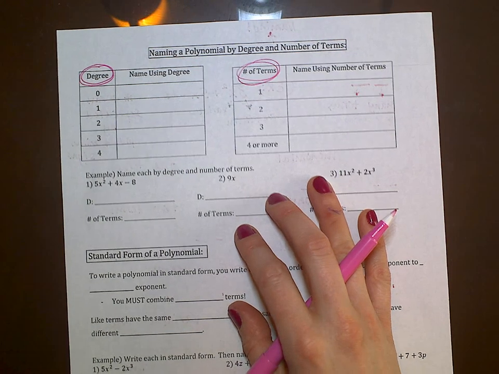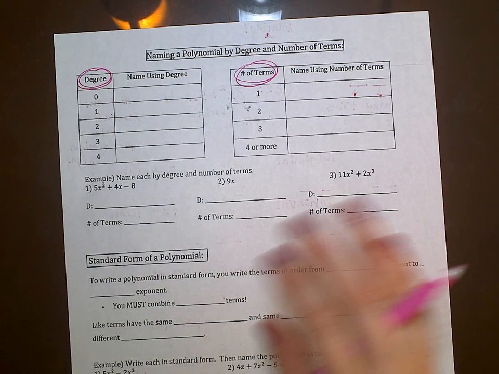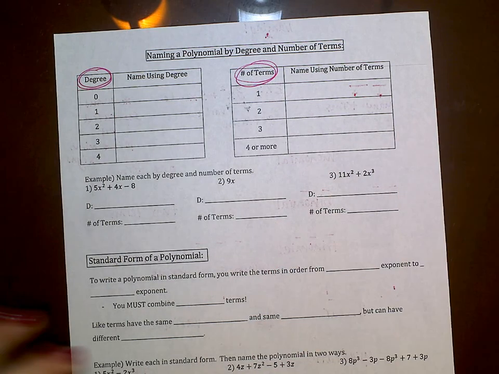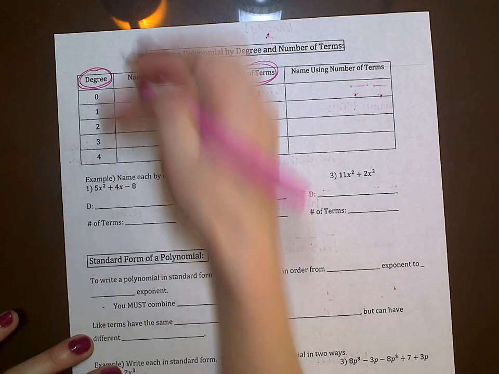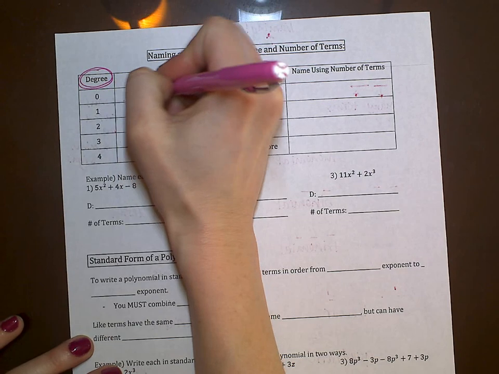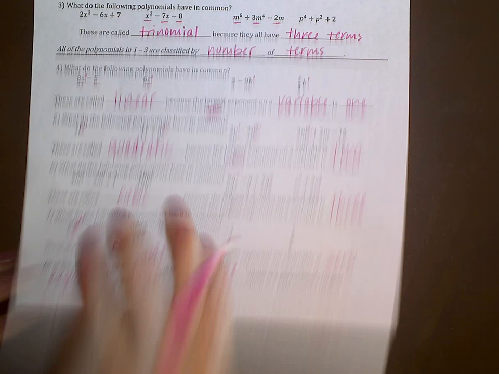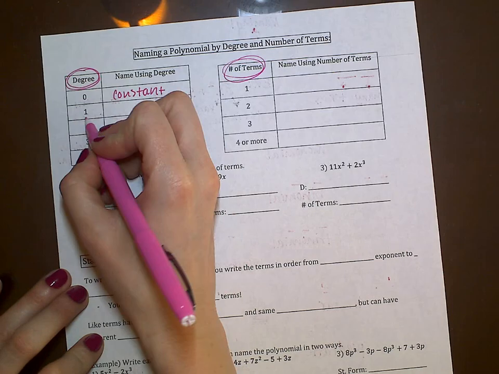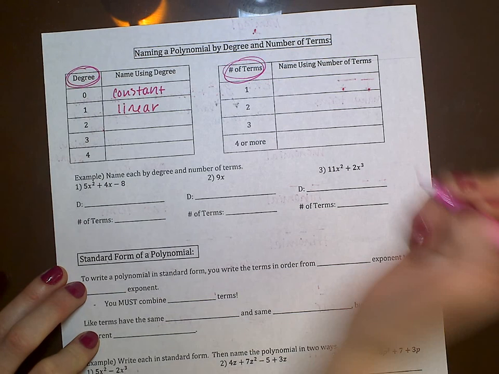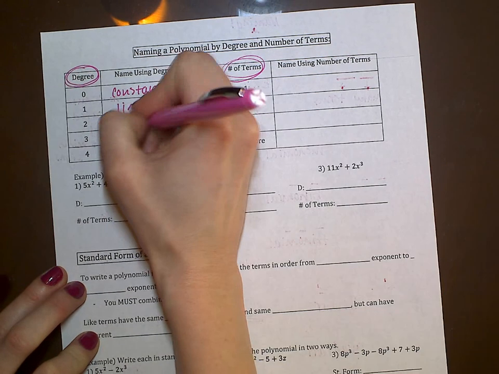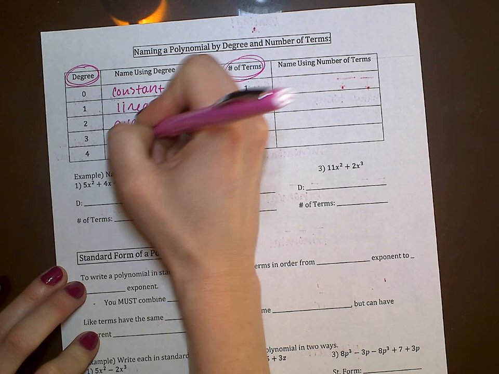Okay, so let me put it all together here. It's nothing new from the front. So the name based off the degree. Remember, if it's like x to the 0, you're not even going to write it. That's a constant. It's just going to be a plain number. If the biggest exponent's a 1, that's linear. If it's 2, it's a quadratic. 3 is cubic.